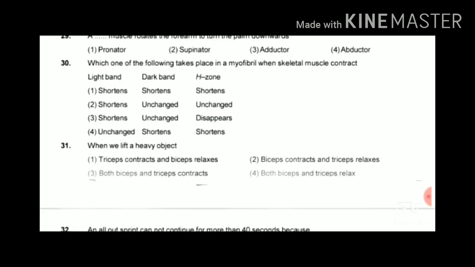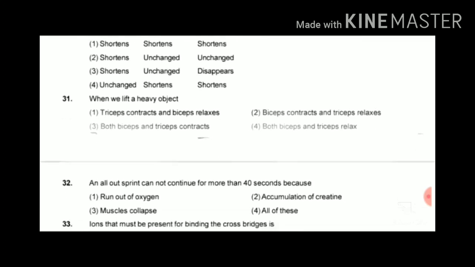Next is question number 31. When we lift a heavy object, number 1, triceps contract but biceps relax. Number 2, biceps contract and triceps relax. Number 3, both biceps and triceps contract. And number 4, both biceps and triceps relax. And the answer is option number 2, biceps contract and triceps relax.